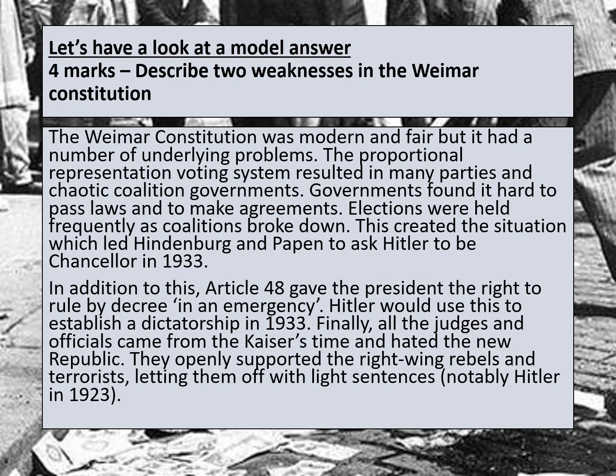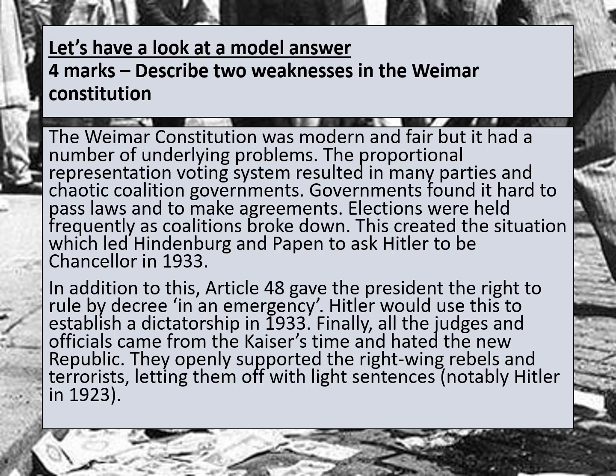So the Weimar Constitution was modern and fair, but it had a number of underlying problems. The proportional representation voting system resulted in many parties and chaotic coalition governments. Governments found it hard to pass laws and make agreements. Elections were held frequently as coalitions broke down. This created the situation which led to Hindenburg and Papen asking Hitler to be Chancellor in 1933.